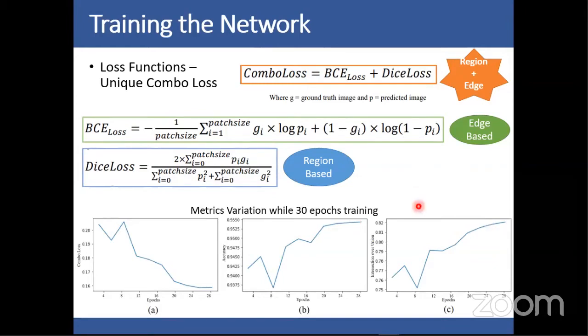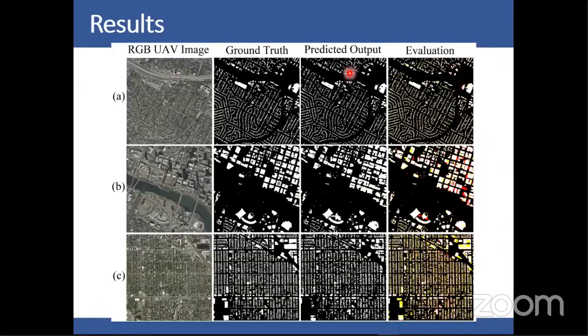Moving to the results, here we can see the input image. This is the ground truth, this is the predicted output, and this is the evaluation, basically the confusion map. Here we can see that buildings with irregular shapes have also been extracted very nicely with very occasional false positives. And we can see different patterns of buildings also. Here we can see that instance segmentation is also being done for closely placed buildings.